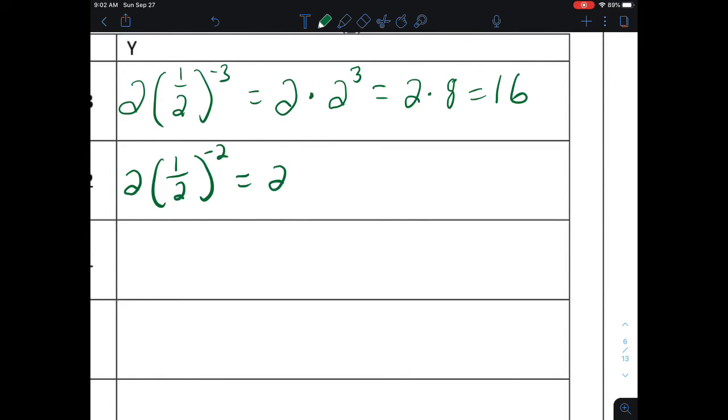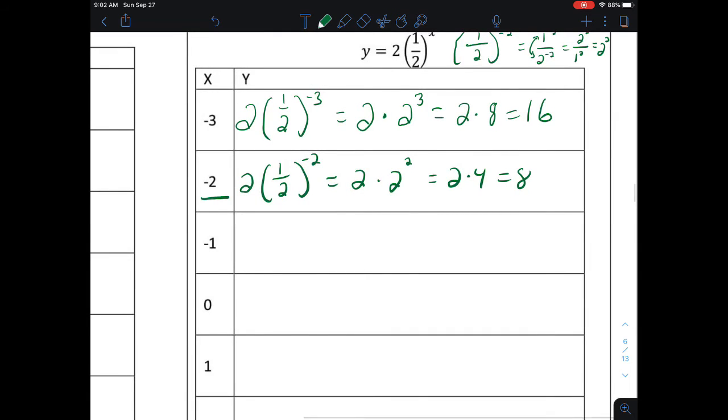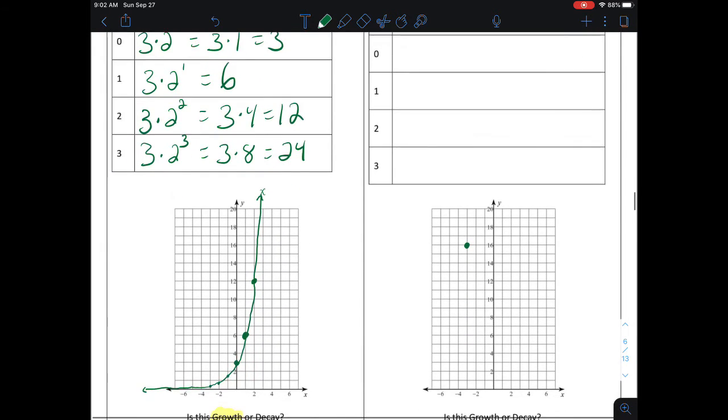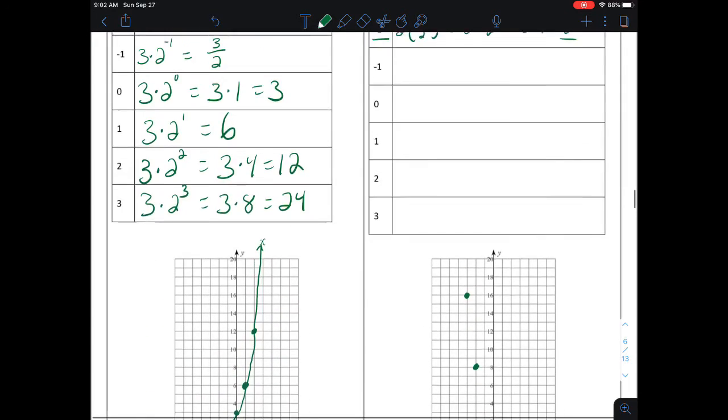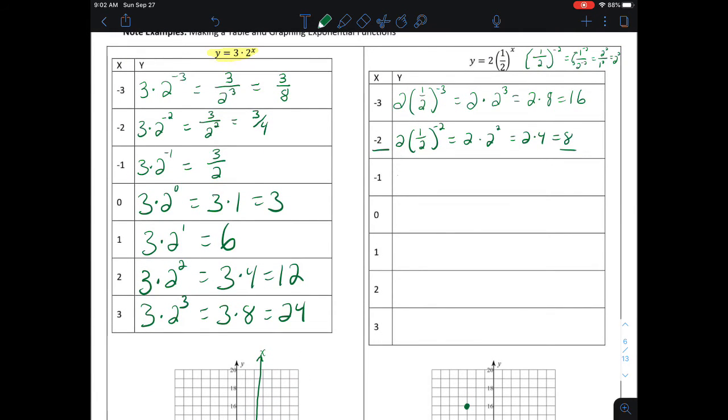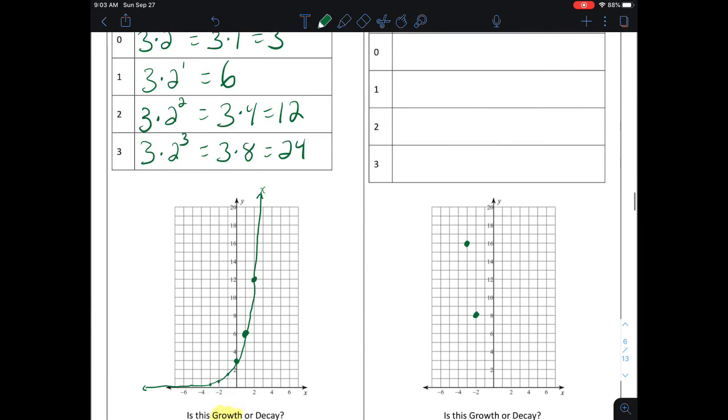So we have 2, we're going to rewrite this as 2 times 2 to the 2nd, which makes 2 times 4, which gives me 8. So I'm going to go plot the point at -2, 8, and then we'll come back and do another one. So at -2, 8, I get a coordinate, and then we keep going. So now we do the same thing with -1. So 2 times 1/2 to the -1 power. That's the same thing as 2 times 2 to the 1 power, which gives me 4. So I'm plotting a point at -1, 4.